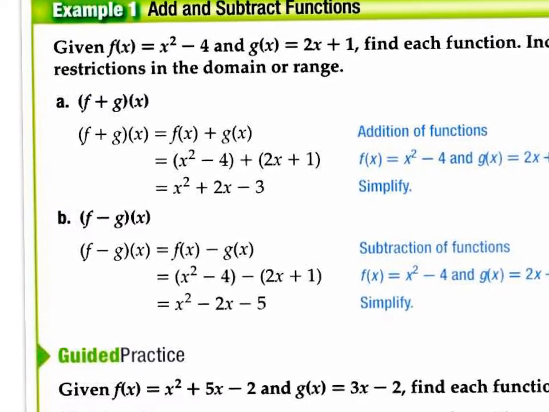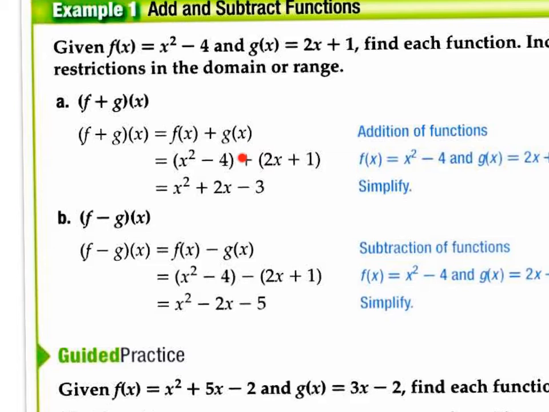Example 1, they give you f of x, they give you g of x, and they ask you to do f plus g of x. Now, what does f plus g of x mean? It means f of x plus g of x. So you simply take your f of x function, put it right here, take your g of x function, put it right here, and then add them together. Now, yeah, you plug in with parentheses just in case you have to distribute anything, but there is no distribution.